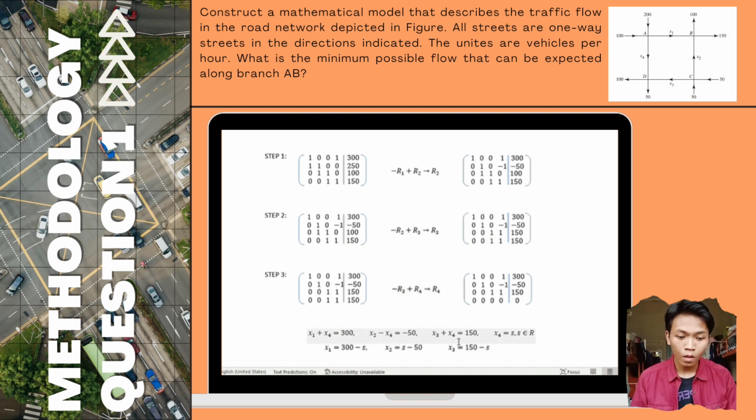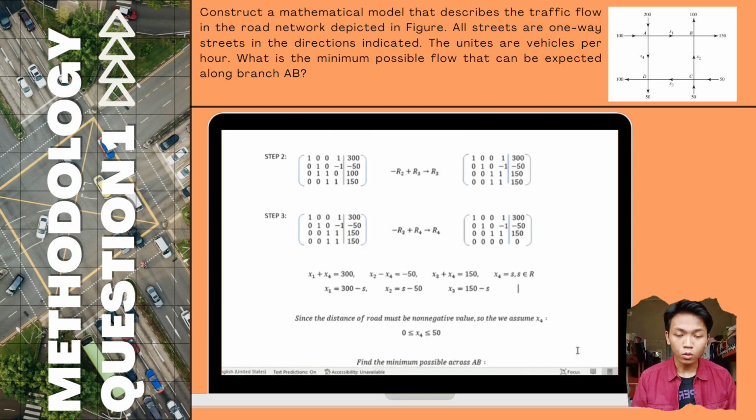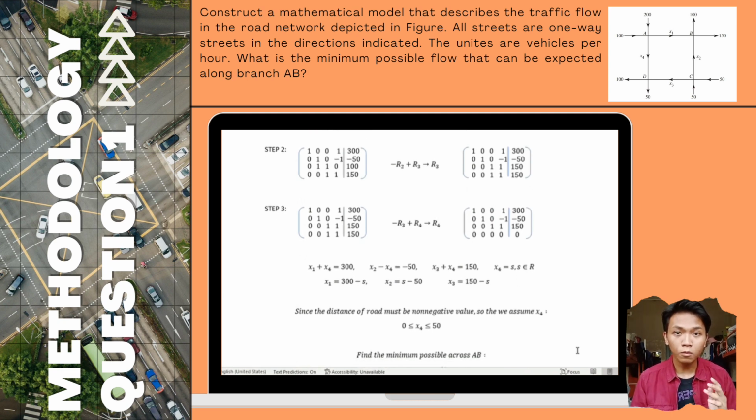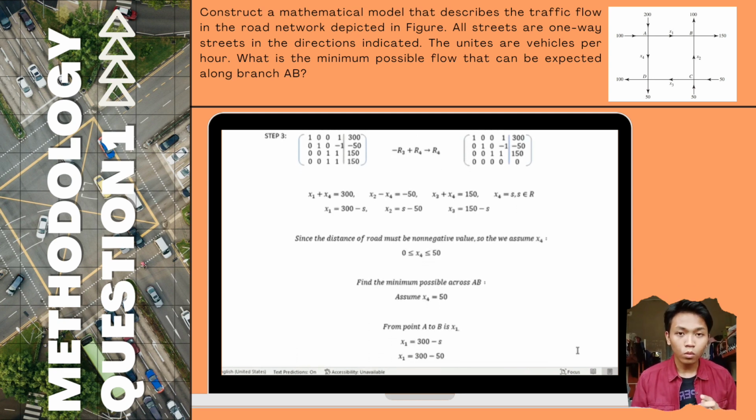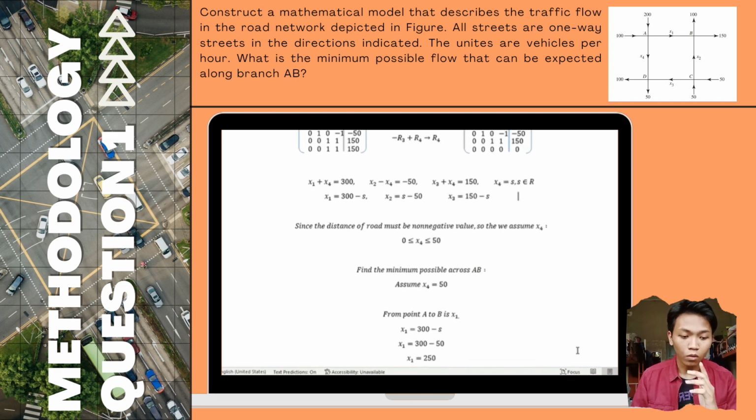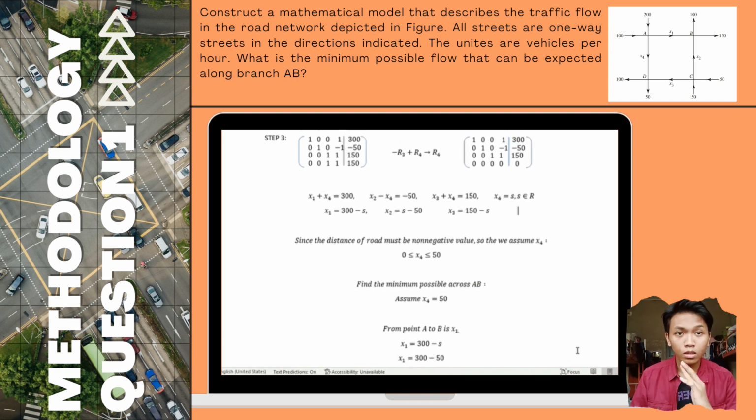Then we get the value of our RREM: x1 is equal to 300 minus s, x2 is equal to s minus 150, and x3 is equal to 150 minus s, while we assume the value of x4 is s. Since the flow on a road must be a non-negative value, we assume that the value range of s is from 0 until 150.